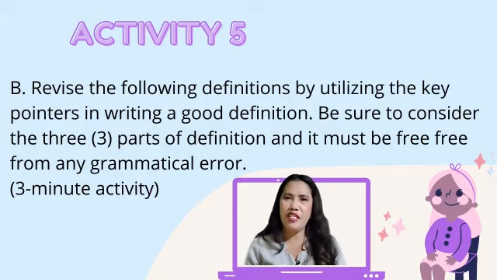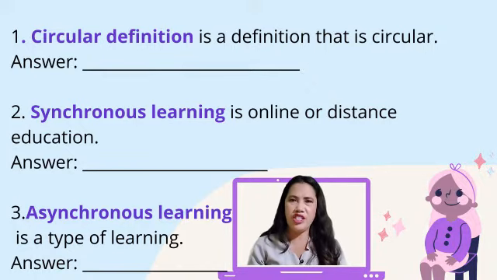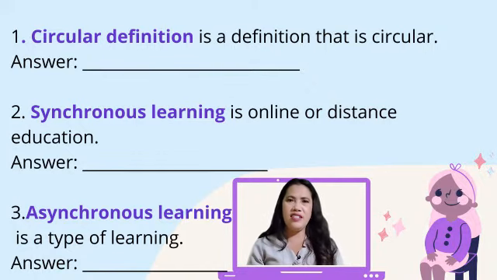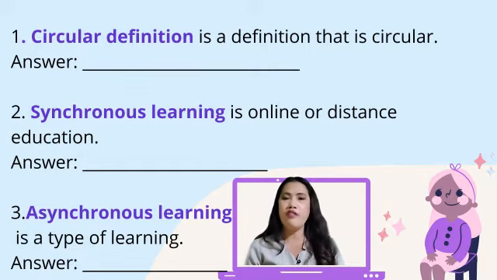So the first term to be defined is circular definition. Second is synchronous learning. Third is asynchronous learning. Again, there is already a definition for each term. All you have to do is simply revise the definition for each that is given. Don't forget the key points and the need for correct grammar.